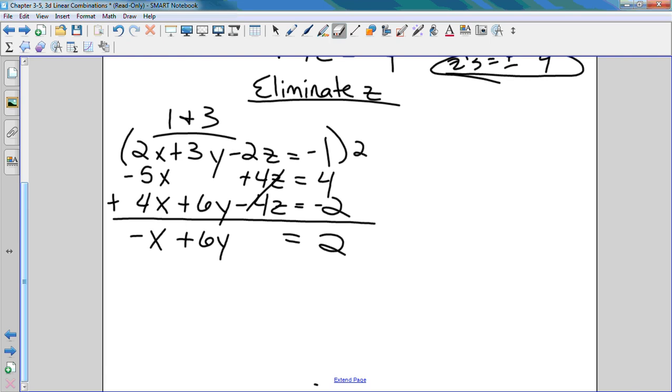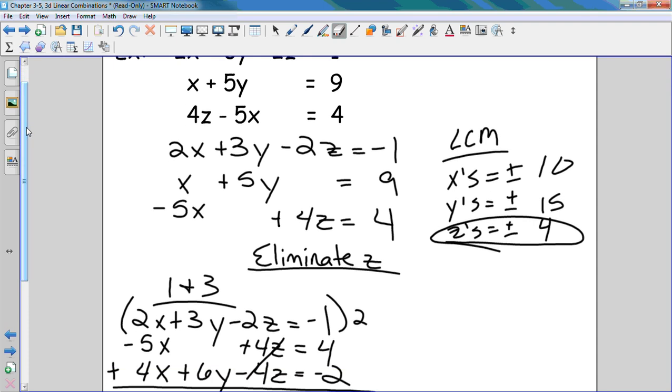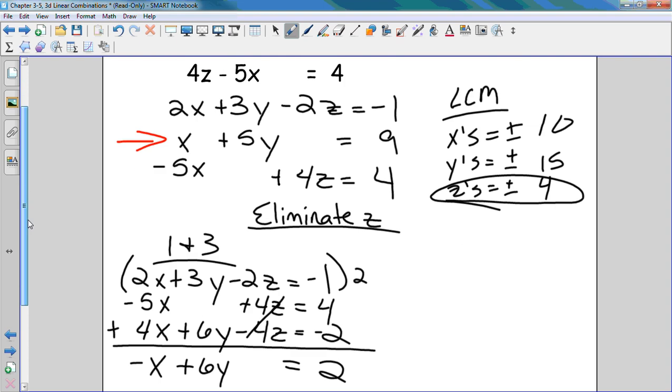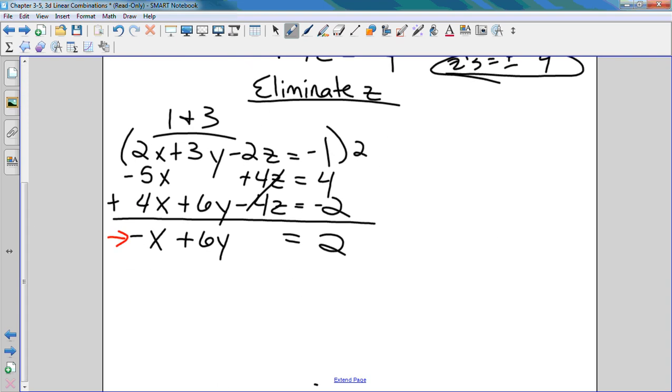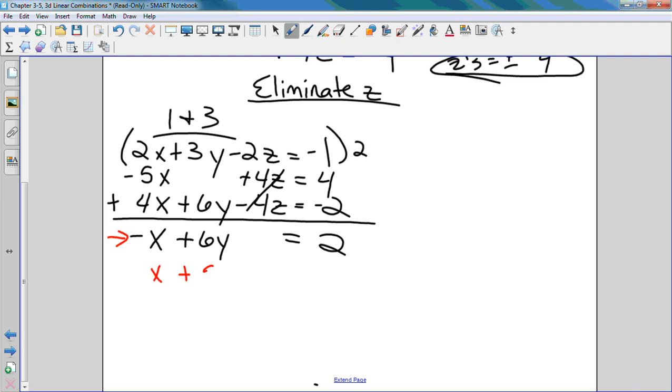Now, what's nice about this is I don't have to do this again. I don't have to eliminate z's again, because look, I already have another equation, my equation 2, the one I haven't used yet, doesn't have a z. So I can use that red arrow equation, equation 2, and the equation we just found. So I get to skip an entire section. Okay, so go ahead and write down equation 2 here, x plus 5y equals 9. And look, the x's are going to eliminate right away. I don't even need to multiply anything.